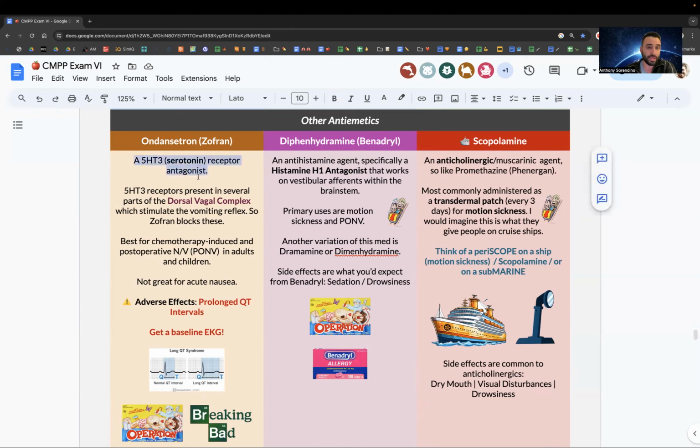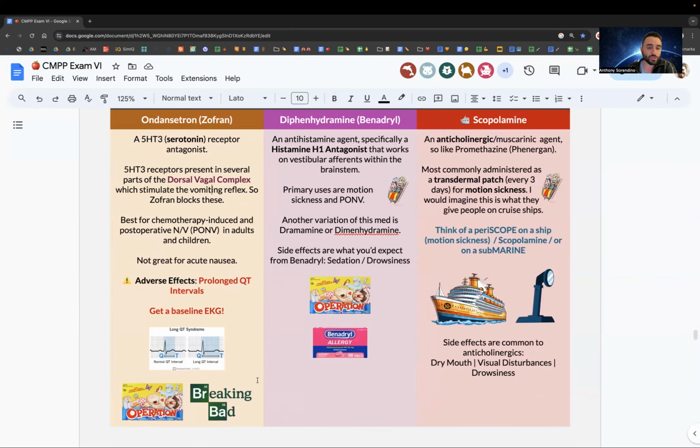It's a serotonin antagonist, which has to do with the dorsal vagal complex. This is good for chemotherapy, which is why I have Breaking Bad here, chemicals. This is also good for post-op, but this also can prolong the QT interval. So anytime, I've seen this a lot in the ER, when they give Zofran to patients, they always get a baseline EKG to check out their QT.